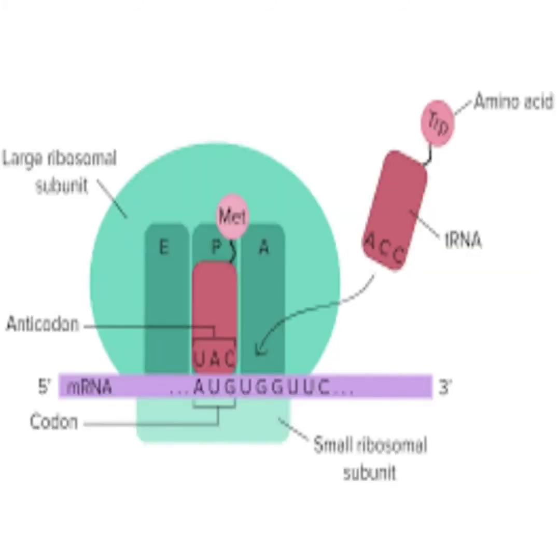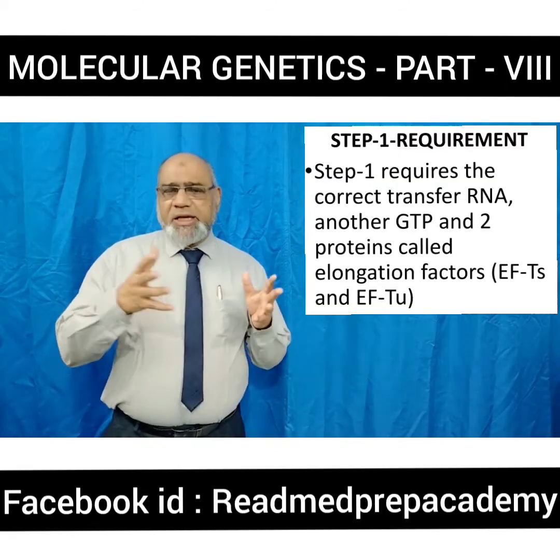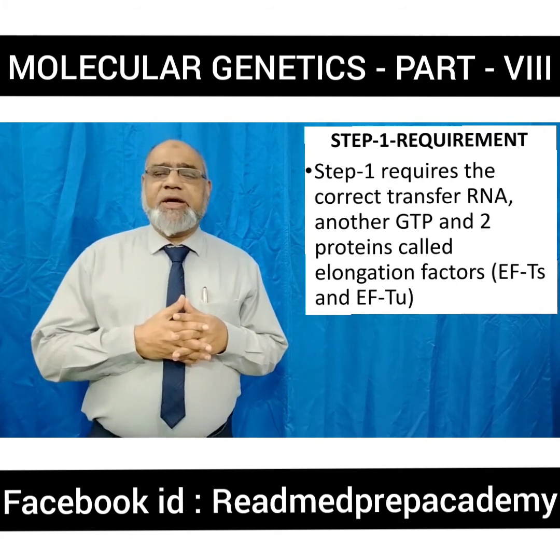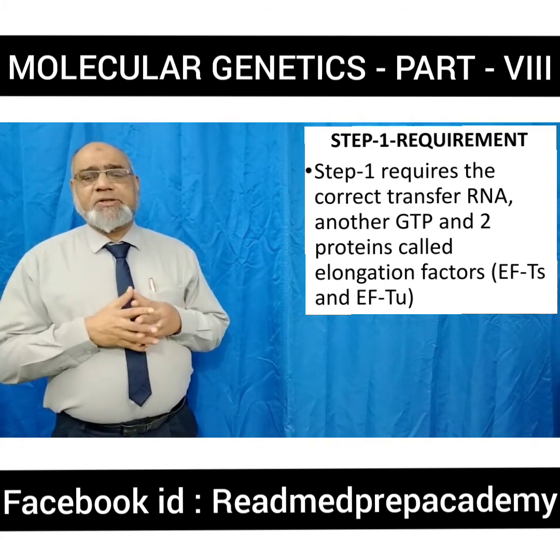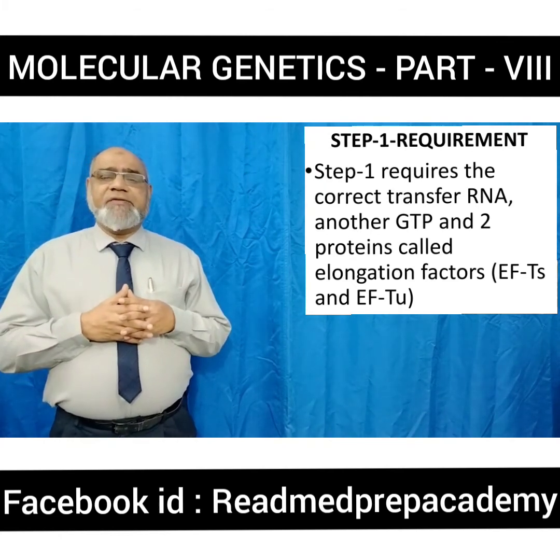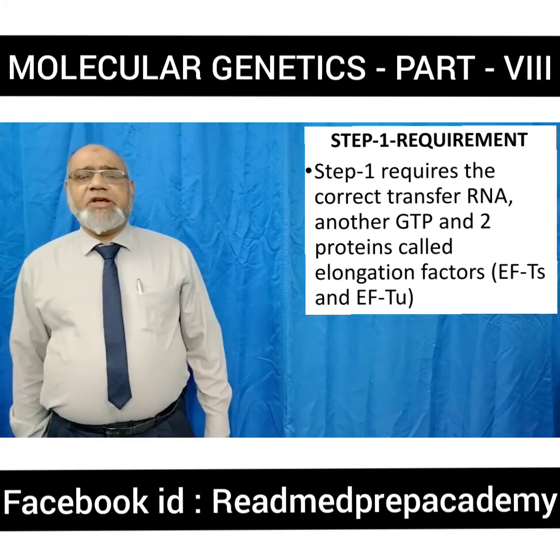Here you can see in this image the second transfer RNA charged and is brought and is fixed to the messenger RNA, and the hydrogen bonds are formed between the codon and the anticodon, between the transfer RNA and the messenger RNA. Now what are the requirements of step 1? It requires correct transfer RNA, another GTP and 2 proteins called elongation factors EF-Ts and EF-Tu.